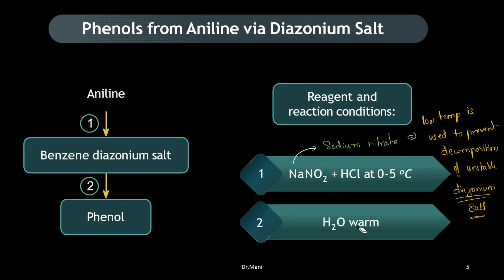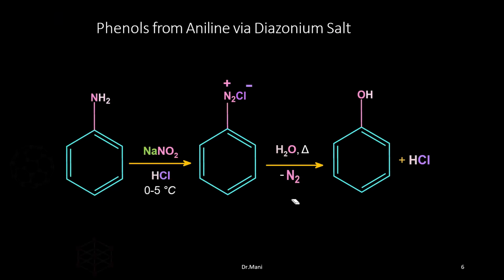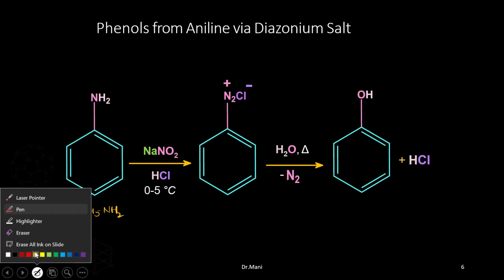But in the second step, you will be using the warm temperature. So you are taking steam, hot water, or warm water. Let's see how this will happen. First is the formation of the benzene diazonium salt. You take this, so what is this? This is aniline. Remember, C6H5NH2 is called aniline.